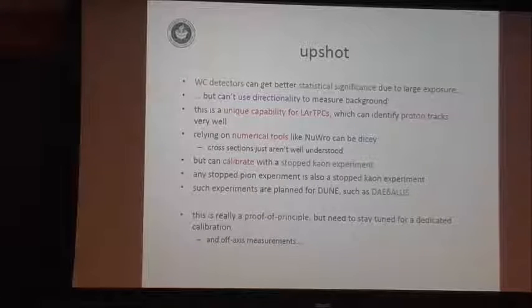The upshot is kind of what you expect, which is that in terms of statistical significance, water electron detectors are always going to win, just because it's so much cheaper to build them to get a larger exposure. But you really can't use directionality in this way to reduce your systematic uncertainties, because you're trying to look for a Cherenkov cone there, and since these protons are coming out, that's what's giving you your directionality, and they're non-relativistic. You're not going to get a Cherenkov cone from this.